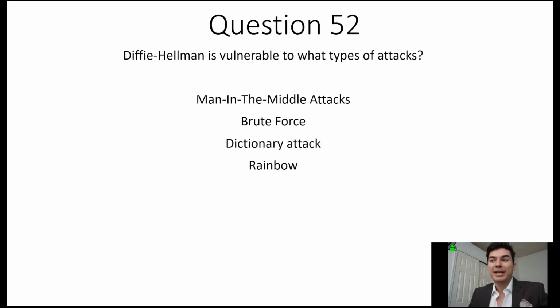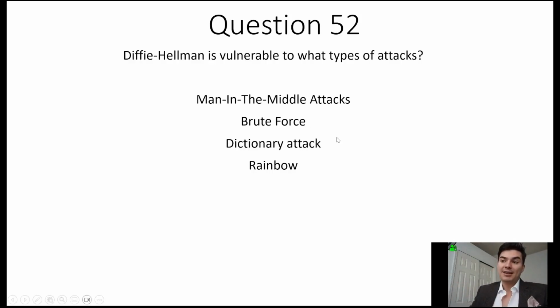Question 52. Diffie-Hellman is vulnerable to what type of attacks? Well, because it's passing over the internet or over the network, it's going to be vulnerable to a man-in-the-middle attack. And the man-in-the-middle attack is when they're intercepting the data as it's being transferred, and they're changing and modifying that data. And usually they pretend to be one party or the other, or both.